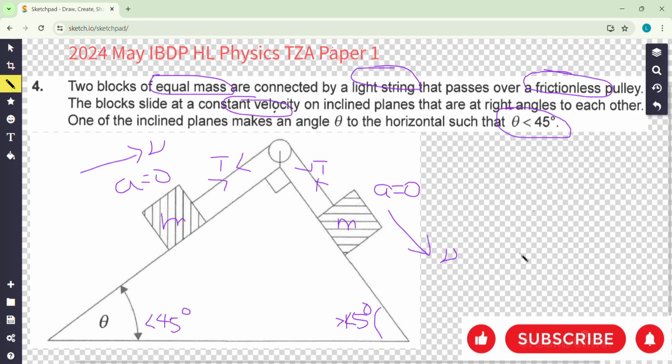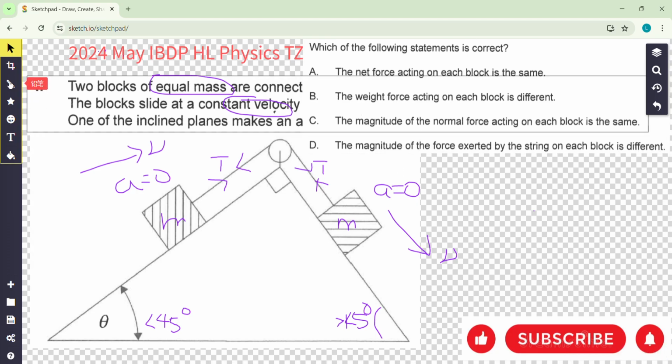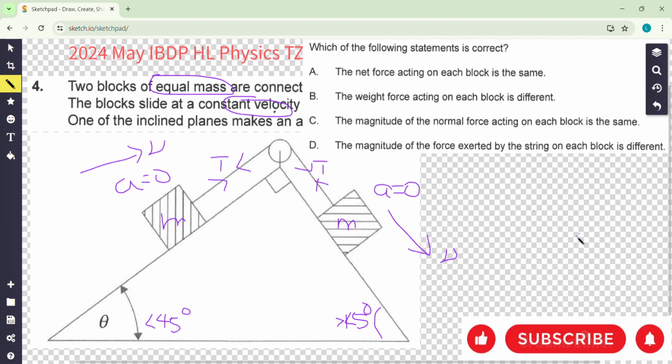Okay, so look at the options. There are 4 options. First of all, A: the net force acting on each block is the same. So look at here, a is 0, so net force is 0. This one also, a is 0, net force is 0. So the first one is correct, option A. But look down, maybe the others are the same too.